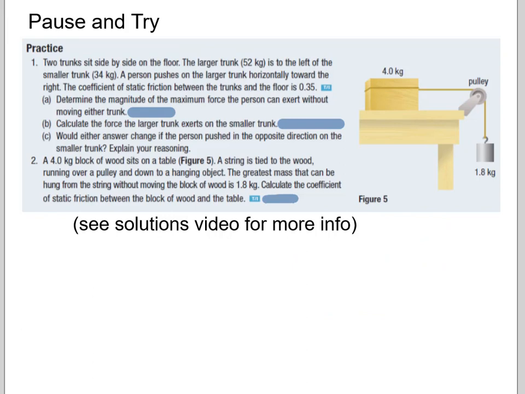Okay, so pause and try these. I'm going to set up the answers to these in a separate video so this doesn't go on forever. So if you want to try it and you don't get the right answers, I'll have a separate video that talks about these. I do that a couple times today. So pause it, give them a shot.